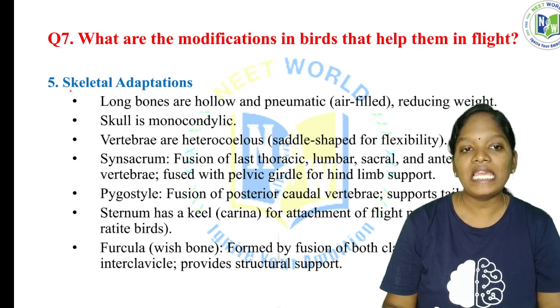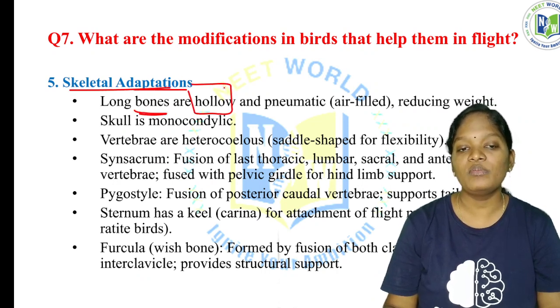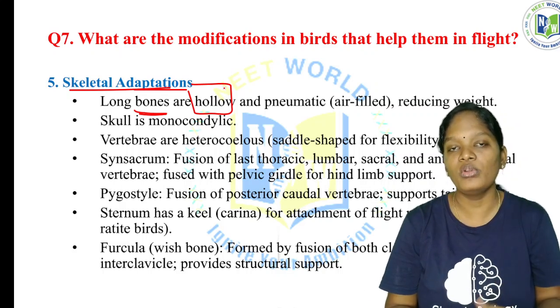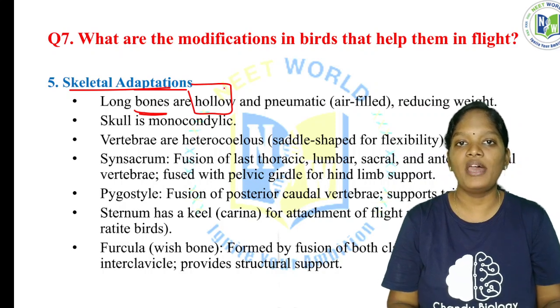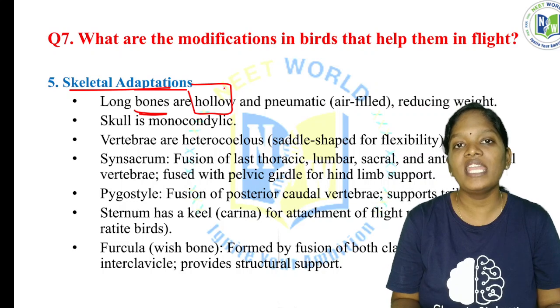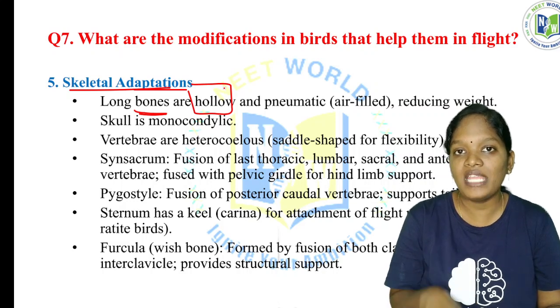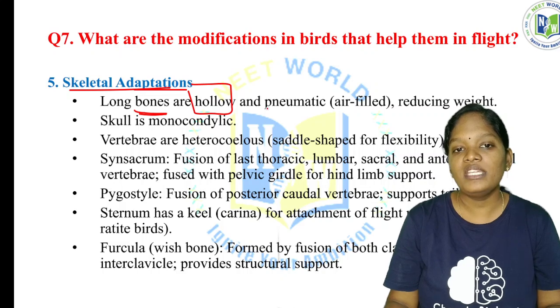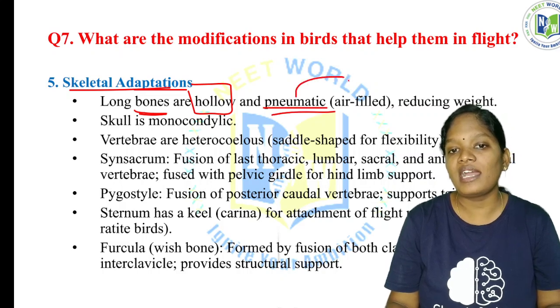Now what are all the skeletal adaptations? Okay, so it is a long bone which is hollow. Why does it have to be hollow? In the case of human bone, inside the bone we can see the bone marrow. But in the case of birds, inside the bone we can't see any material. It is hollow, it is empty. That is what hollow means, which means it is pneumatic, air filled.